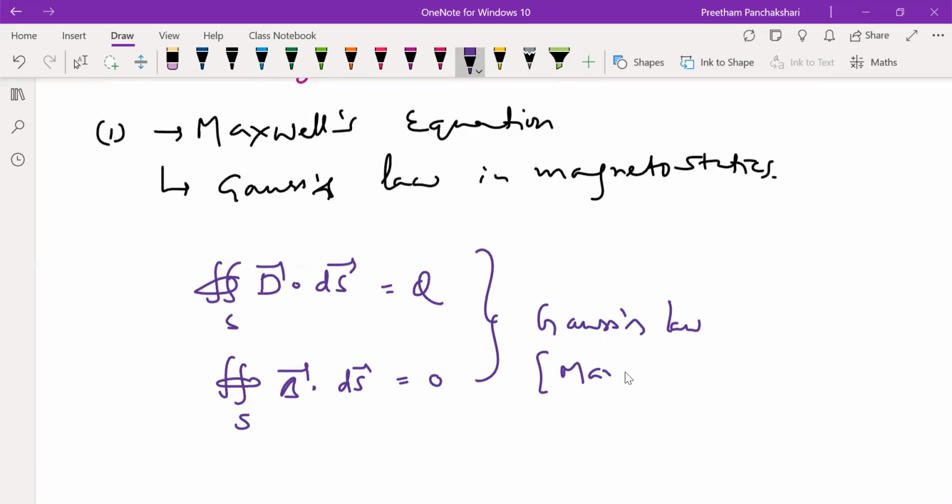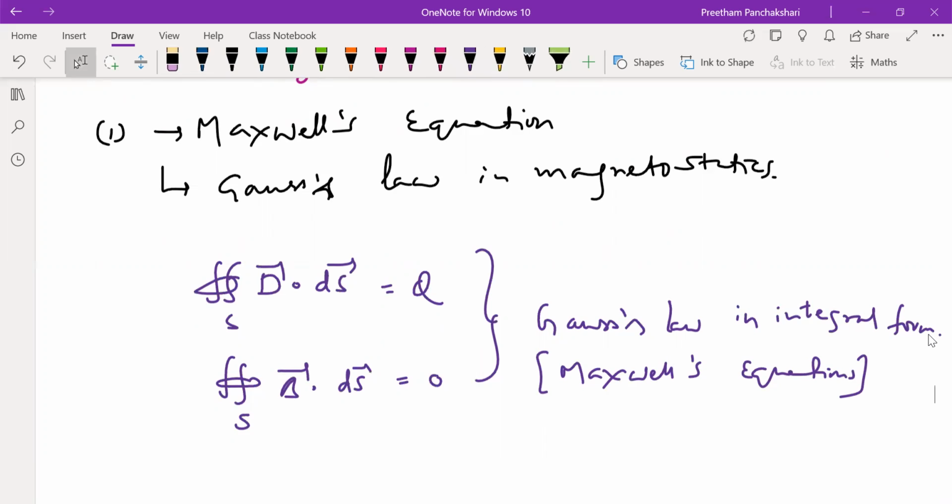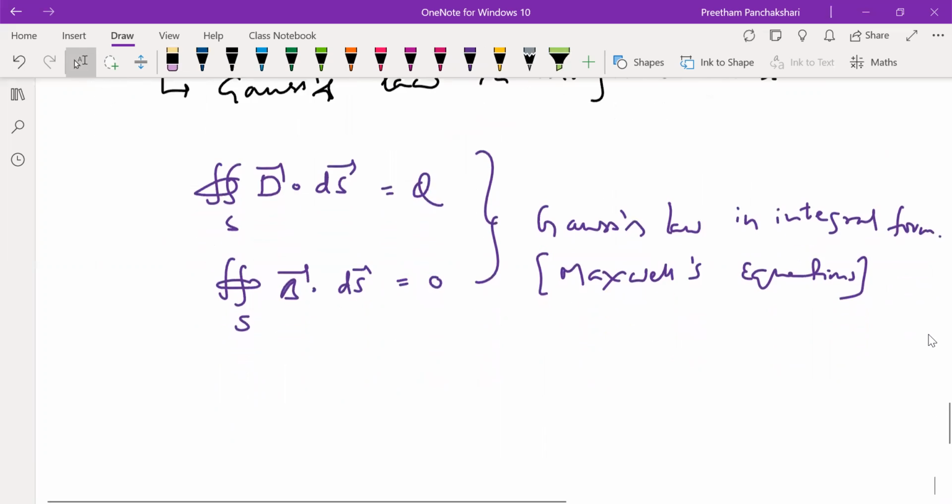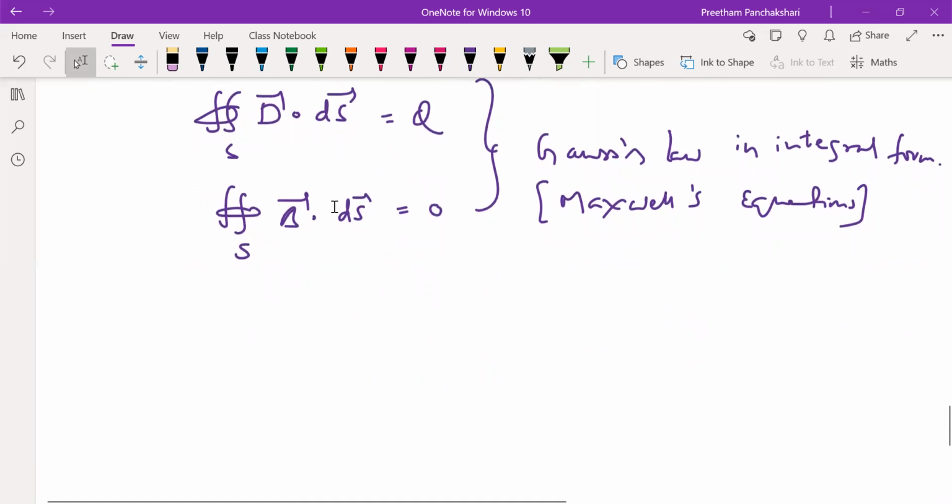And both of them are called Maxwell's equations, in integral form. In integral form, that means they are applicable to surfaces. We can also represent this Gauss law in point form. How? In this equation, we shall apply the divergence theorem.